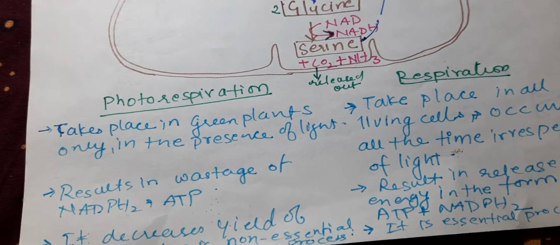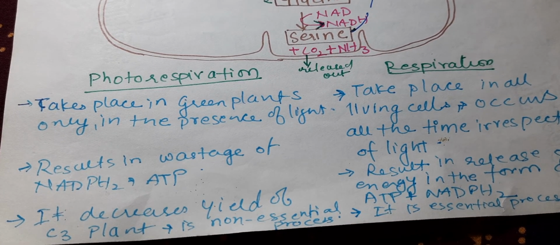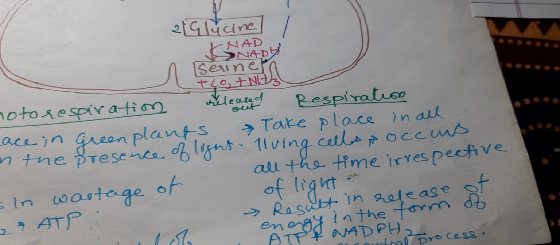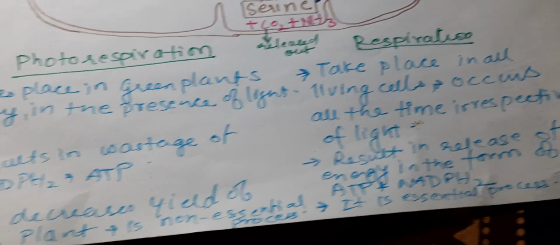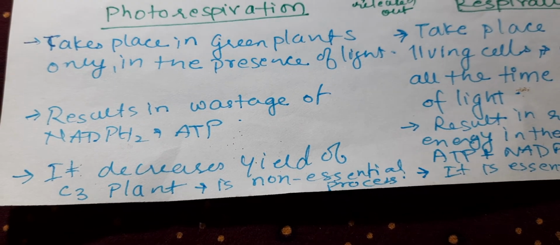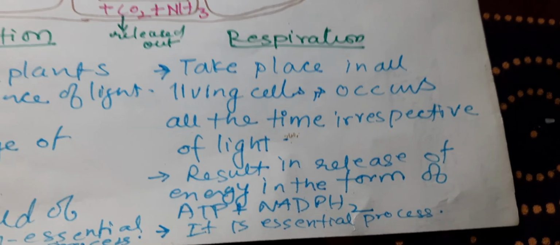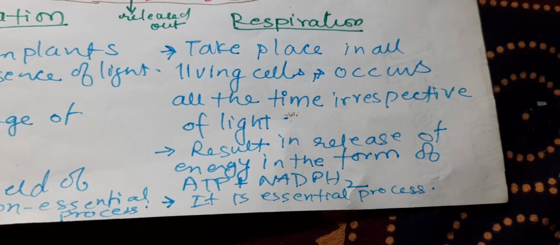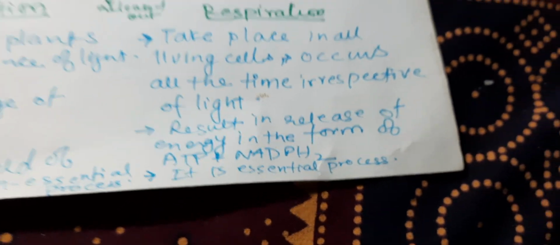If you see the difference between photorespiration and respiration, photorespiration takes place in green plants only and in presence of light, whereas respiration occurs in all living cells irrespective of light and day. Photorespiration results in the wastage of NADPH2 and ATP, whereas respiration results in the formation of energy. Photorespiration decreases the yield of C3 plant and is a non-essential process, whereas respiration is an essential process. So this is all about photorespiration.